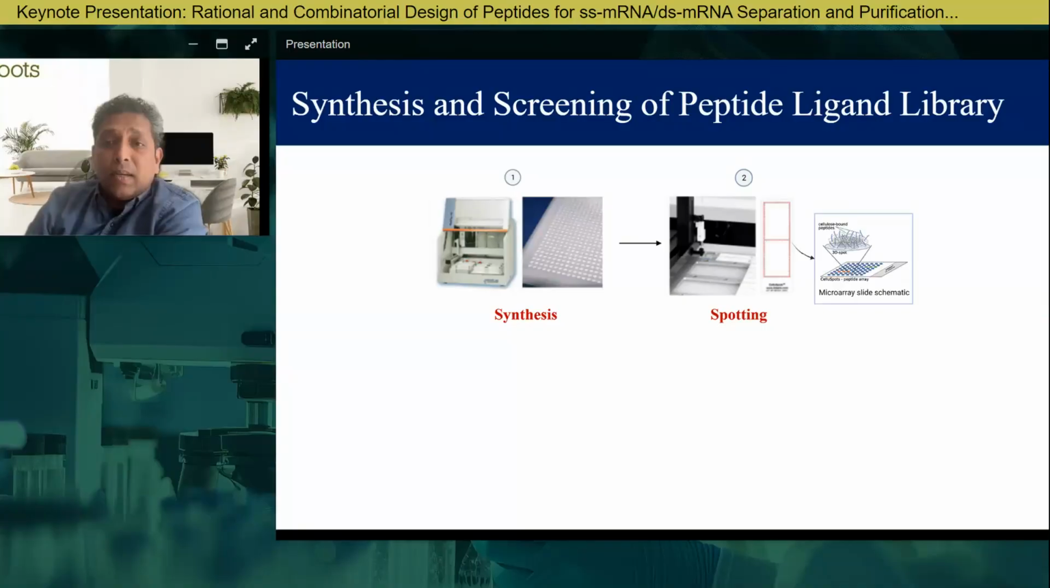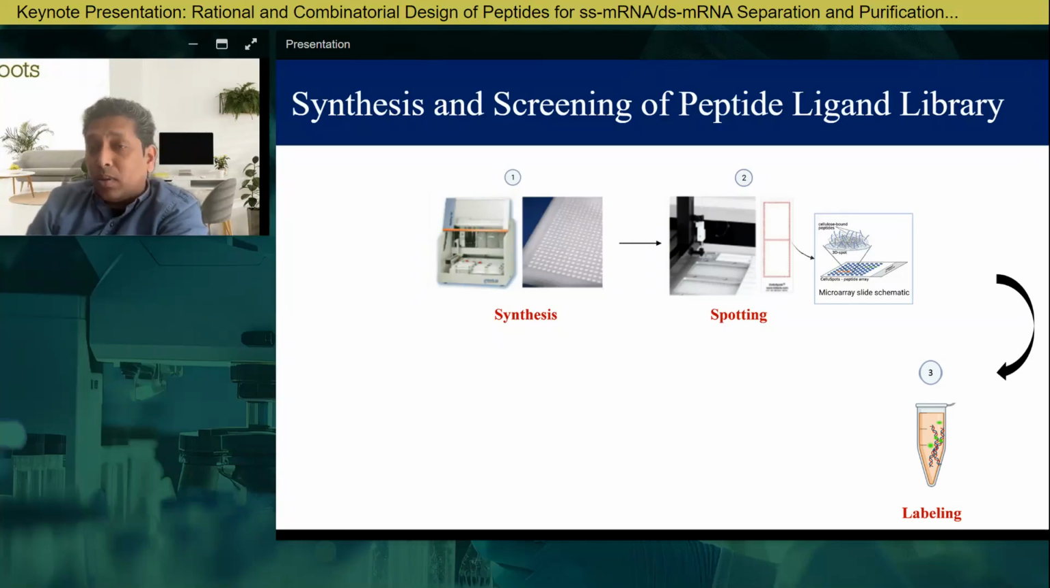Once the synthesis is done, we actually dissolve that cellulose disc. We reconstitute it in DMSO and PBS. We print them on microarrays. This is done in a spatially addressable manner, so you know exactly which sequence is at what location on that microarray. These microarrays are then challenged with the labeled target. And we are conducting assays with both labeled single-stranded and labeled double-stranded because we want to try and see the differences in the binding ability of these peptides towards these two molecules.